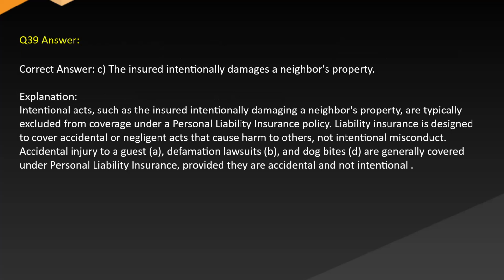Correct answer: C. The insured intentionally damages a neighbor's property. Explanation: intentional acts, such as the insured intentionally damaging a neighbor's property, are typically excluded from coverage under a personal liability insurance policy. Liability insurance is designed to cover accidental or negligent acts that cause harm to others, not intentional misconduct. Accidental injury to a guest, A, defamation lawsuits, B, and dog bites, D, are generally covered under personal liability insurance provided they are accidental and not intentional.